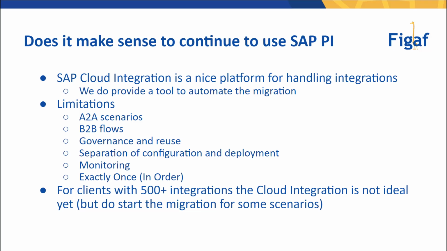But there's also some part about monitoring, and I think one of the biggest improvements that we got for granted in a PI world was exactly once in order. If you want to achieve the same thing in a CPI world, then it is a lot more complicated to set up. And I think if you have above 300 integrations, 500 integrations, cloud integration is probably not the preferred tool for you at the moment.